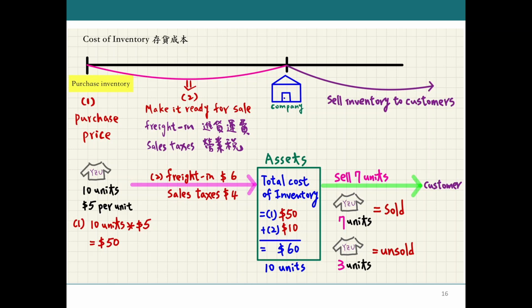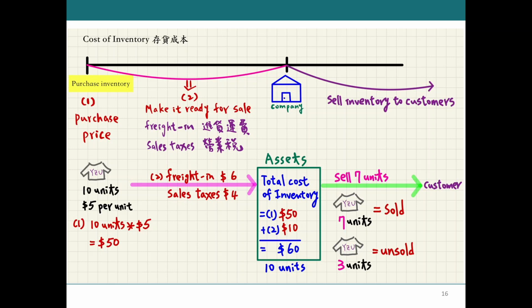That's the first key point we've mentioned from last week. What's the second key point? After we got inventory, what's our purpose? Sell it to customers, right? So when we want to sell the inventory to customers, before we have 10 units, right? Later on, we sold 7 units to customers, which means we still have 3 units unsold, right? 3 units unsold means still in your company, okay? So based on this, that's our second key point from last week.